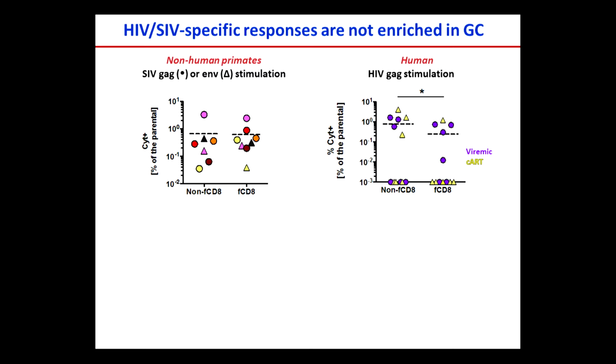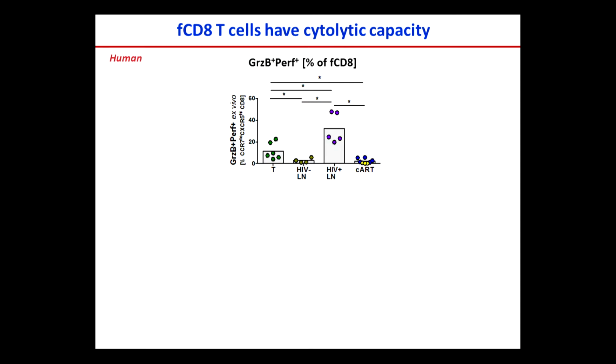What I won't show you, but what was in the paper, is that these cells are somewhat defective in cytokine production, but they appear to have good cytolytic potential. This shows the granzyme and perforin content of follicular CD8 T cells in an HIV-infected lymph node. Those follicular CD8 T cells have a lot of co-expression of granzyme and perforin. Once you put them on antiretroviral therapy, that goes down, however.